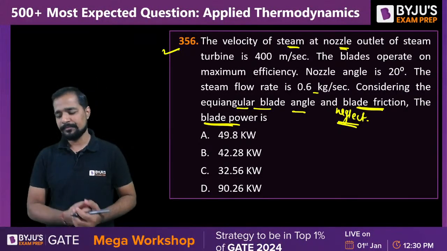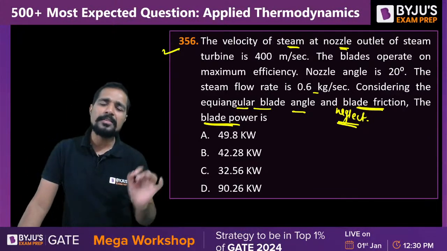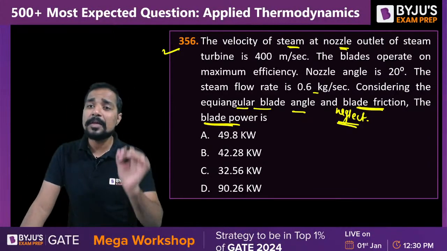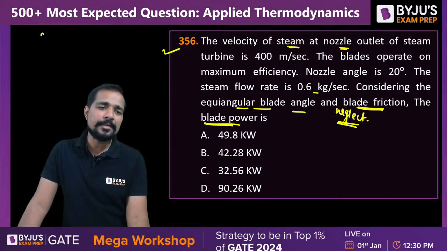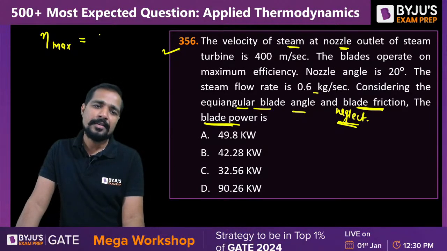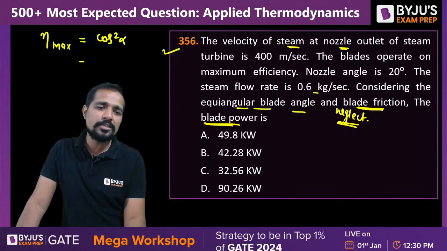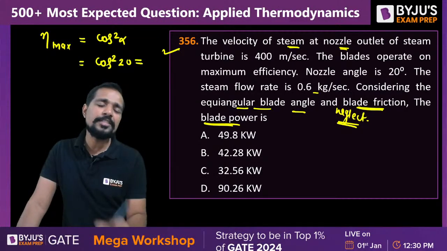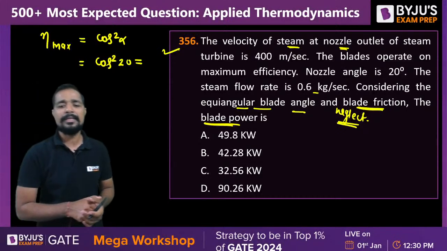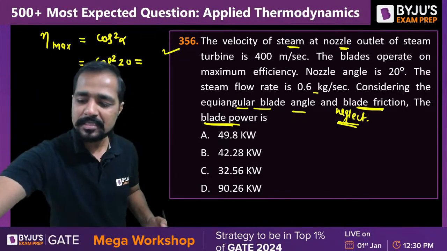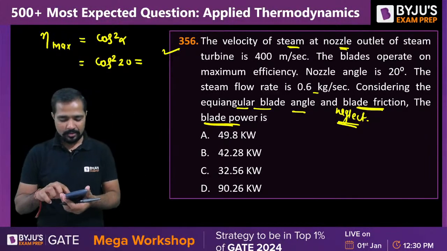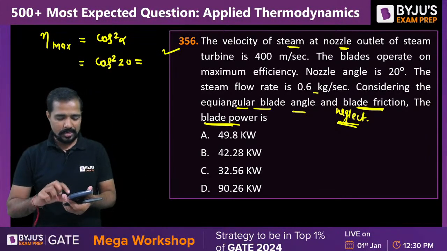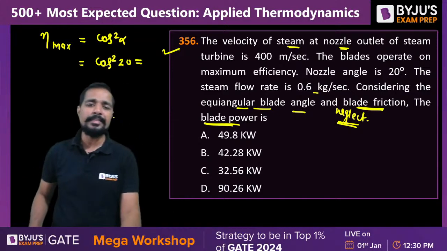Sir, if the impulse turbine is working with the maximum efficiency, then, my dear, the maximum efficiency formula or diagram efficiency formula is written as cos square alpha. Then how much is cos square alpha? That is cos square 20. Can you please tell me what is the maximum efficiency of this turbine? Cos 20 is the answer, and answer into answer is 0.883.